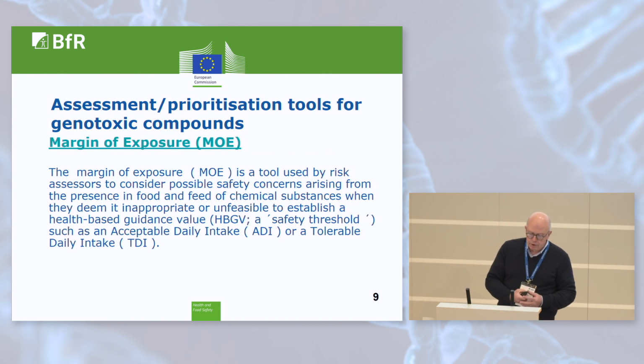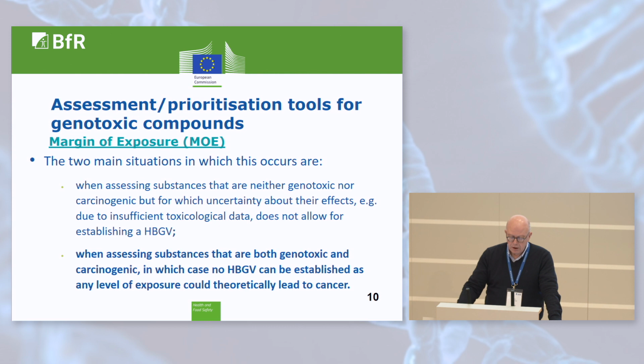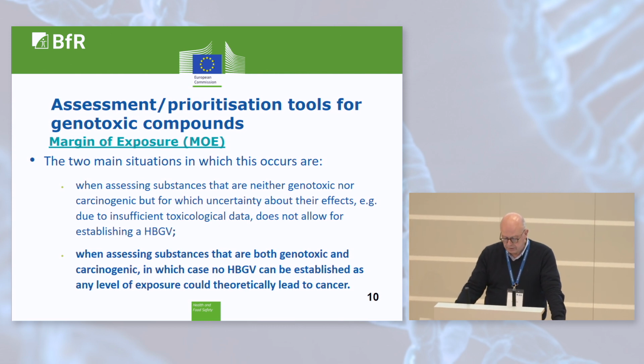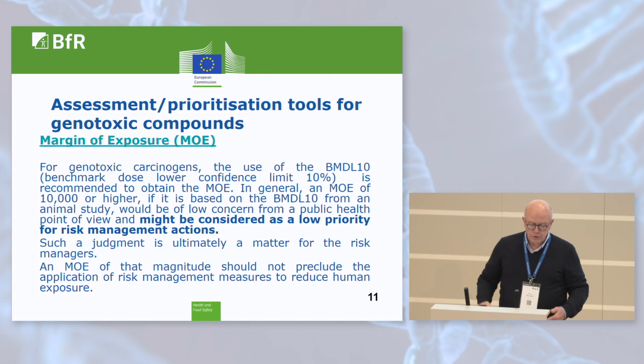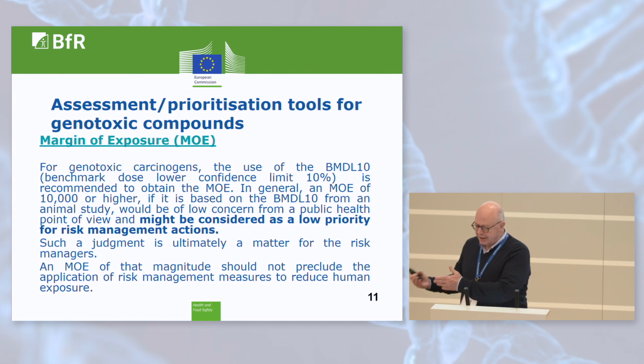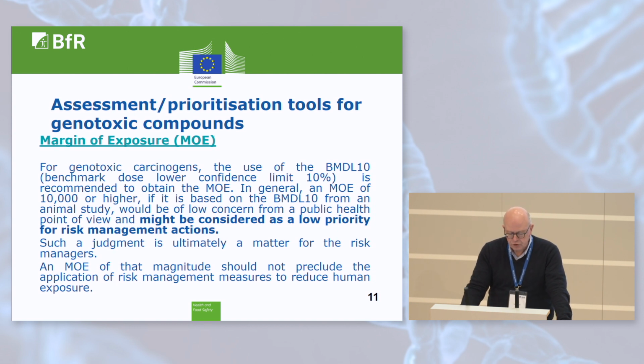The other assessment prioritization tool is the margin of exposure. And that is used for cases where it is impossible or inappropriate to derive a health-based guidance value. Diane already explained it, so I will not go into much detail on it, or on the cases where it can be used. There Diane already outlined the BMDL10, and so a margin of exposure of 10,000 might be considered a low priority for risk management action.